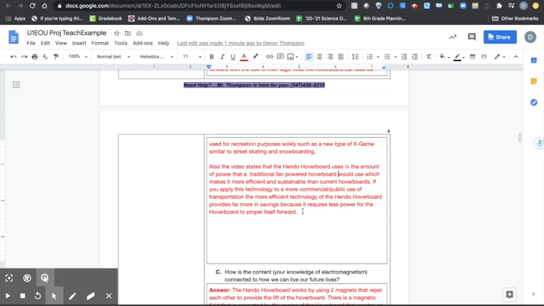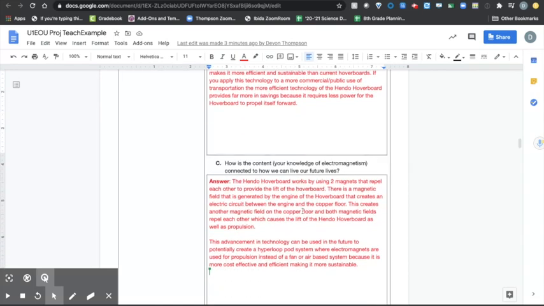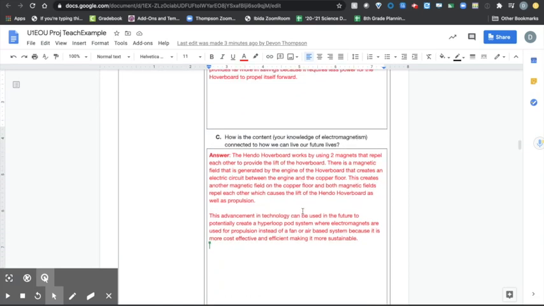So when you're thinking about grander, bigger scales of this technology, not just a hoverboard, but applying it to actual transportation from city to city, country to country, state to state, in a hyperloop system, it's far more cost effective and cheaper to use the technology from the hoverboard system rather than a traditional fan powered hoverboard. And part C, you're connecting the science content to how it can actually impact our lives.